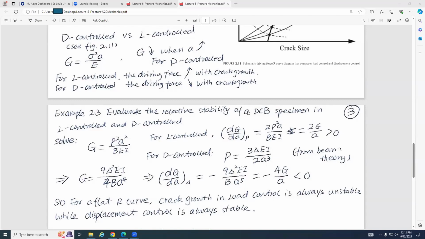So this is G. After we get G here, we just take the derivative again. Because G is always positive and A is always positive, with a minus sign, we have this always less than 0. That's the reason that for displacement control, the G-R curve always goes this way. You understand?